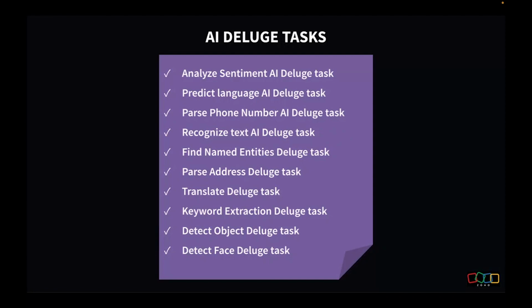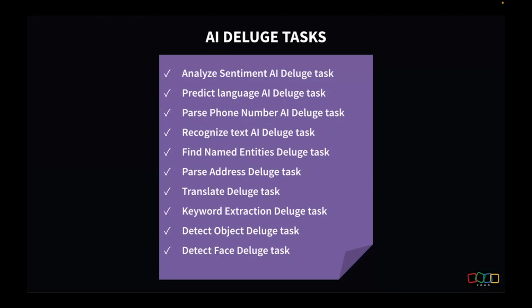Then we have the recognize text AI deluge task, which works similar to the OCR field we discussed just before. Using this deluge task, you can extract the text from an image. Similarly, we have the find named entities deluge task, which is used to identify a list of things. It may be a person, a name, an animal, a bird, and some other categories that are supported. If there are any such categories within a sentence, it identifies them as a person, a name, and so on. There is a list of categories that is supported.